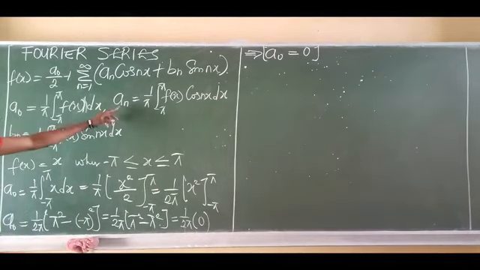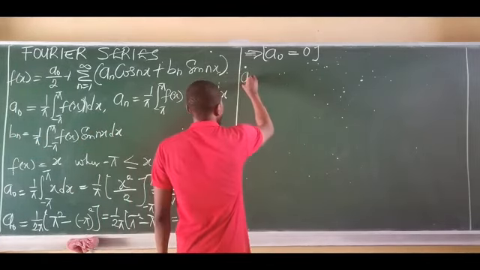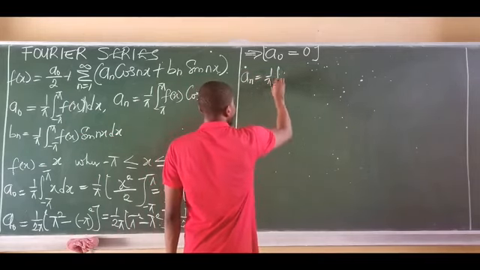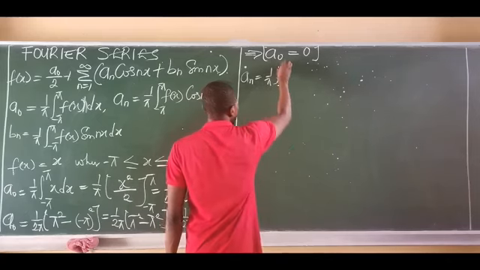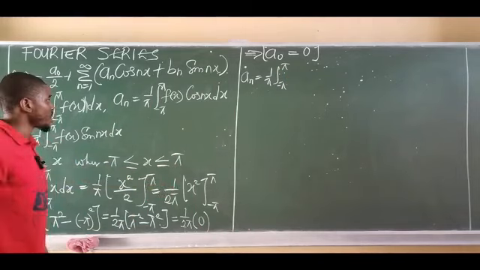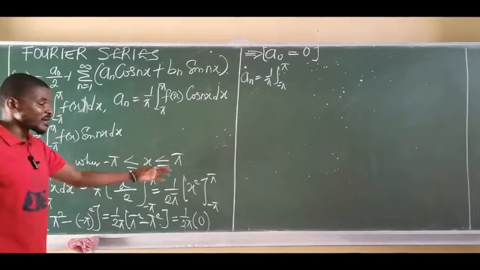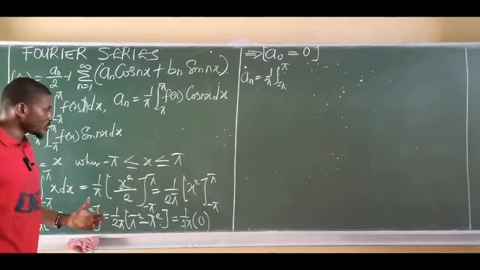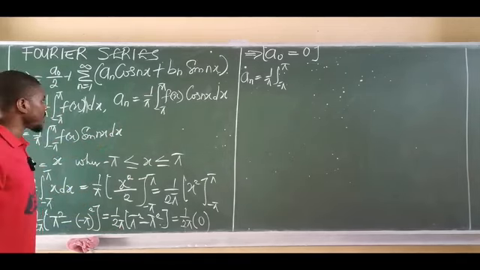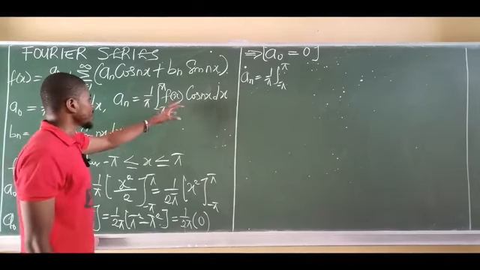Now move over to looking for aₙ. aₙ is equal to, again, 1/π integral from -π to π. We're maintaining the limit given to us, from -π to π. The limit can be different; it's not a must that it will be from -π to π. But if the limit is not given to you, then you maintain from -π to π. So aₙ simply states this integral of f(x) cos nx dx.